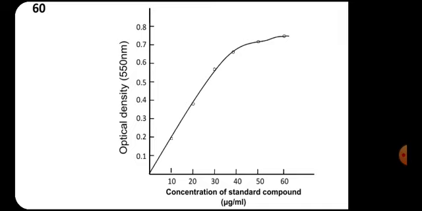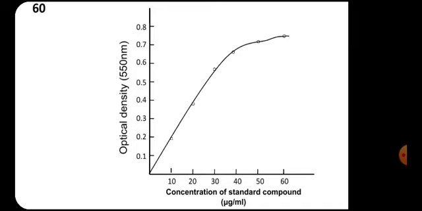Now, as per Beer and Lambert's law, as the intensity of color increases, or as the concentration of the colored compound increases, it leads to an increase in the absorbance, an increase in the optical density. So as the concentration is increasing, the optical density is increasing. That means this shows the proportionality between the concentration of the standard compound and optical density.